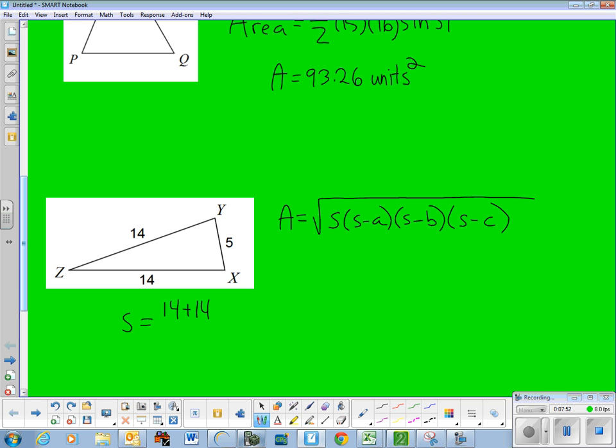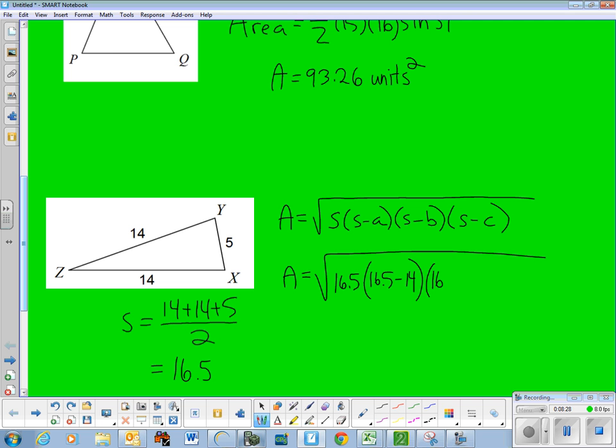So 14 plus 14 plus 5 over 2. So you have 28, 32 over 2, 16. Oh, no, it's not. 28 and 5 is 33. 33 divided by 2 is 16 and a half. So my area is the square root of 16 and a half times 16 and a half minus 14 times 16 and a half minus 14 times 16 and a half minus 5.